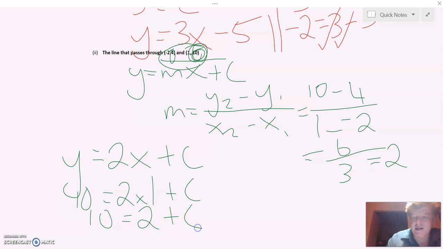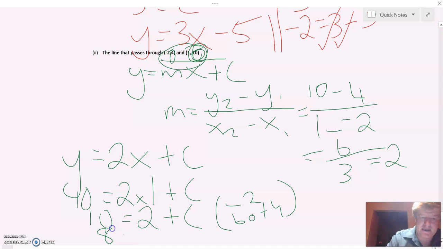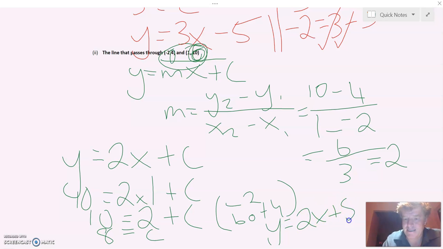So 10 equals 2 plus c. Now, our balance beam approach to solving things, we want to get c by itself, so we can take 2 away from that side. We have to take 2 away from the other side as well. So subtract 2 from both sides, and we've got that 8 equals c. And that then gives us our answer: y equals, we calculated the gradient as 2, 2x plus 8.